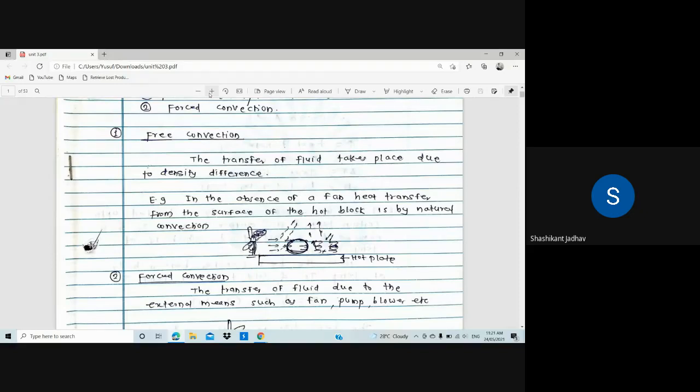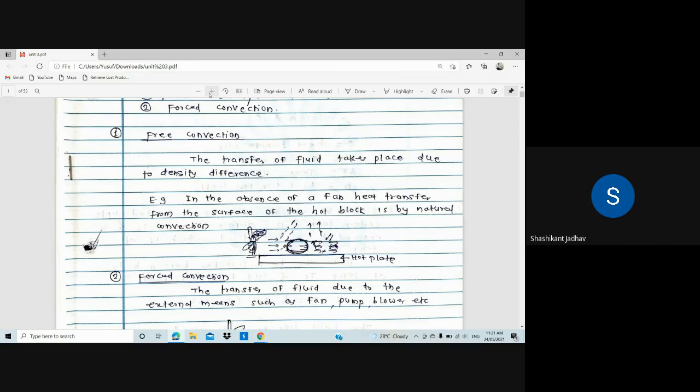जे काही फ्लुइड आहे त्या फ्लुइडला जी काही मोशन मिळणार आहे ती कशामुळे मिळणार आहे? Because of the density difference. Because of the density difference, and due to that density difference heat transfer takes place. That type of convection is nothing but natural convection.